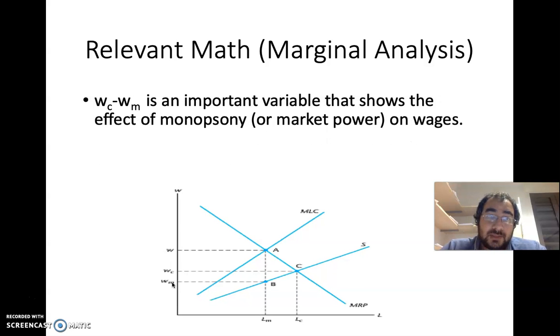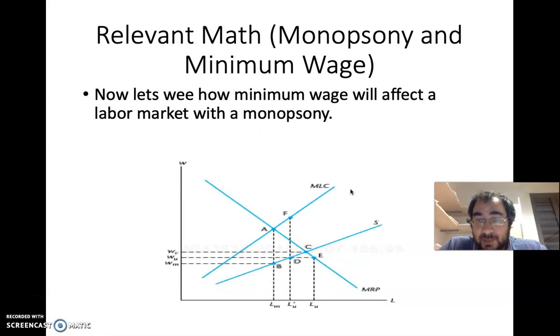Now, let's start to look at how we can bring minimum wage into this question. So, as I have told you, the MLC curve represents the labor cost in case of a monopsony. But what will happen if the state enforces a minimum wage law? Let's assume we have a minimum wage at WU.